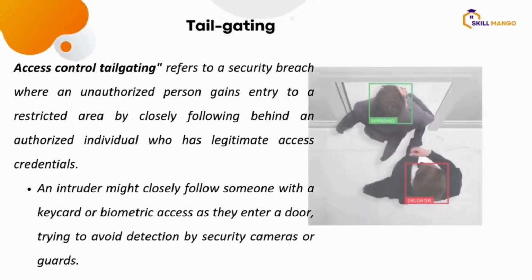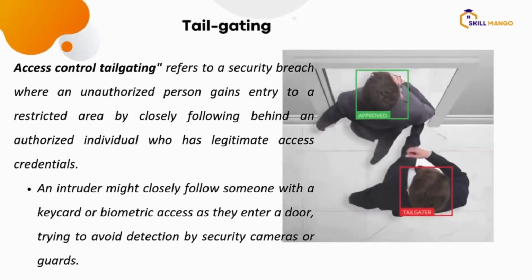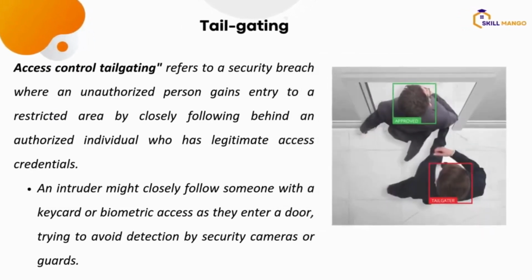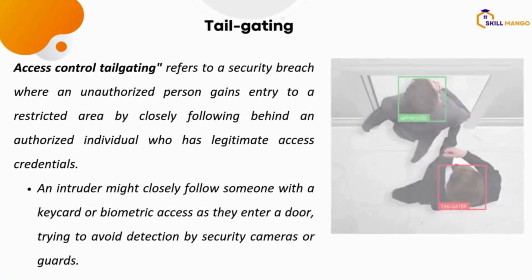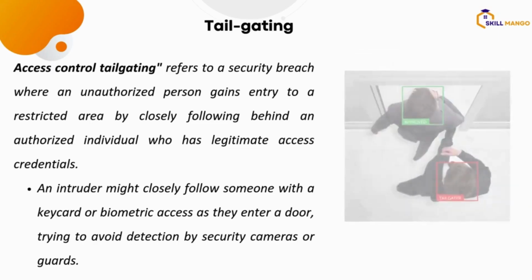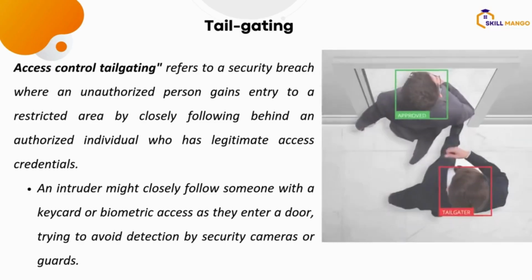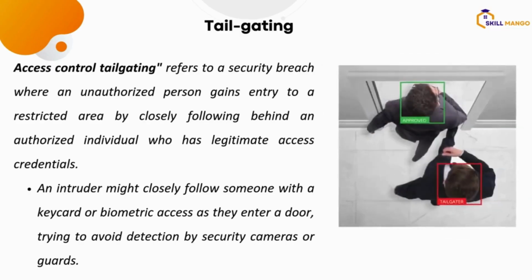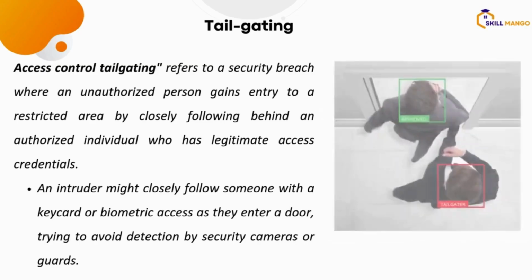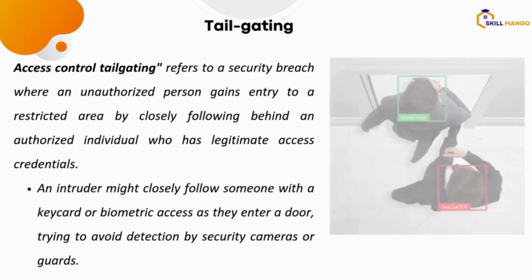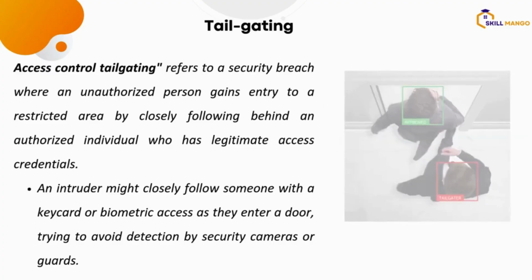Tailgating is basically somebody trying to follow somebody that has access. This person has access to go through, and another person follows that person to gain access, without the consent or the knowledge of the person that has access. That's tailgating. All right. So there are some settings that you can use to minimize or stop all this tailgating.